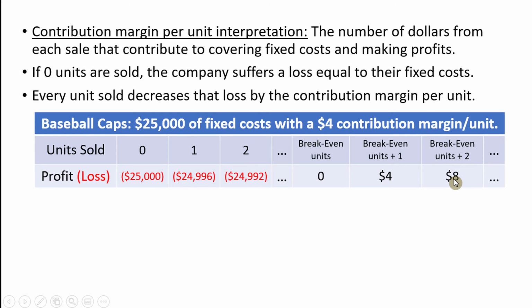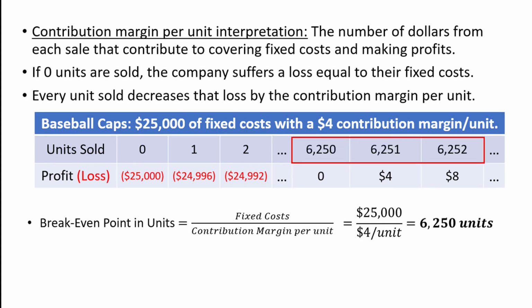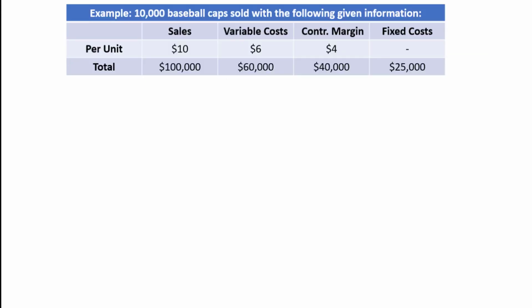The next logical question is, how do we go about finding the break-even point? Well, we actually have a formula for it. The break-even point in units is equal to the fixed costs divided by the contribution margin per unit. Plugging into the formula, we have $25,000 of fixed costs divided by the $4 contribution margin per unit, which equals 6,250 units that need to be sold to break even. We can update our table to reflect the break-even point. So now $0 in profit are made when 6,250 baseball caps are sold, $4 are made when 6,251 are sold, etc., etc.